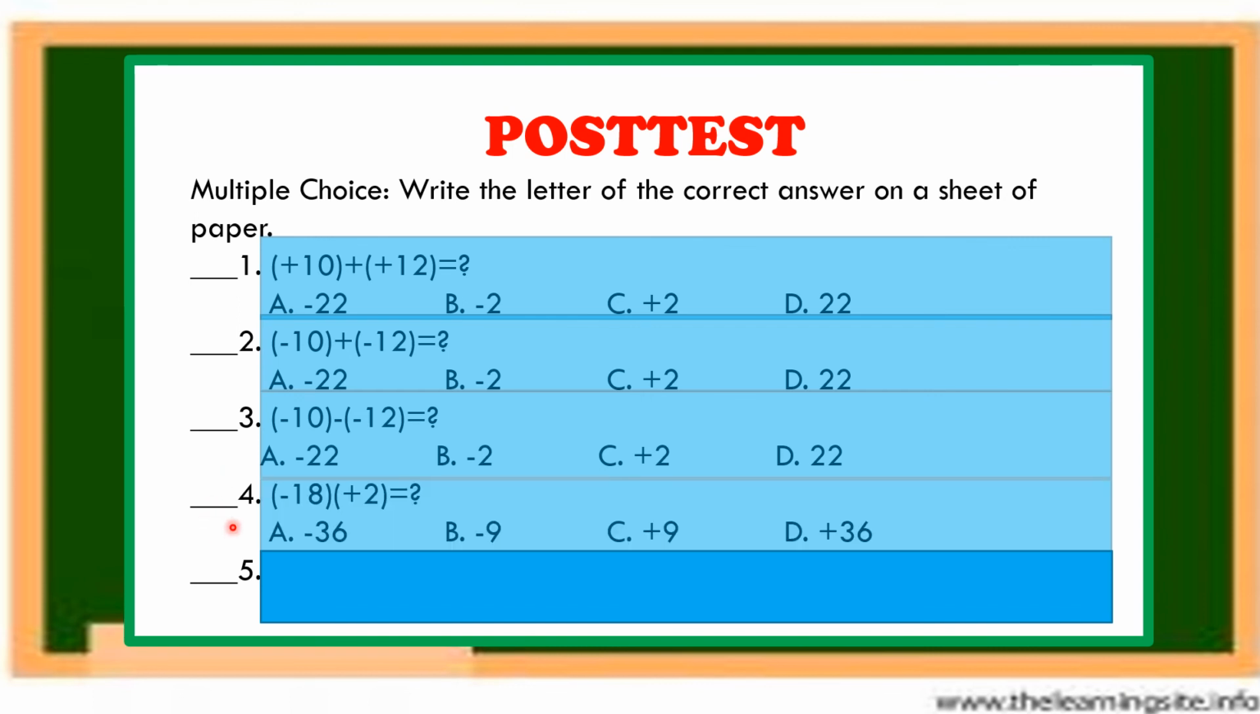Number 4, negative 18 times positive 2. Letter A, negative 36. Letter B, negative 9. Letter C, positive 9. Letter D, positive 26. Number 5, positive 18 divided by negative 2. Letter A, negative 36. Letter B, negative 9. Letter C, positive 9. Letter D, positive 36.